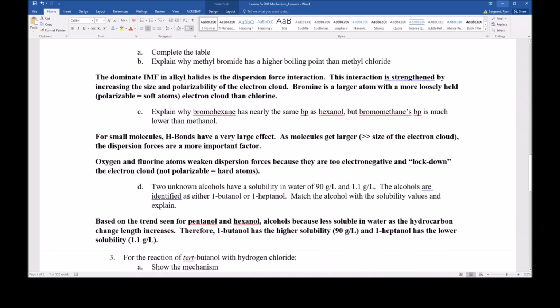That leads us to this question. You have 2 unknown alcohols, and they're not totally unknown. One of them is 1-butanol, and one of them is 1-heptanol. And you have to figure out which one is which, and so you measure the solubility in water. One of the unknown alcohols has a solubility of 90 grams per liter, and the other unknown alcohol has a solubility of 1.1 grams per liter.